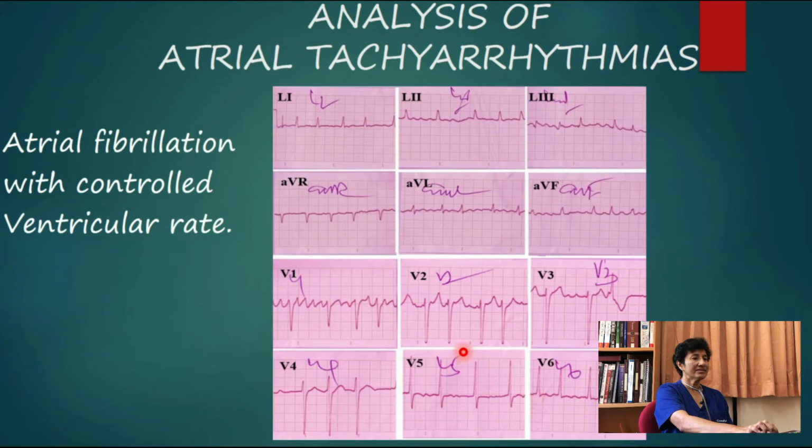Now, let's discuss this ECG. It shows it is a 12 lead ECG. If you analyze this ECG, you can see irregular RR intervals. QRS complexes are narrow. And in addition to that, on the baseline, you can see irregularities, which is more marked in lead V1.